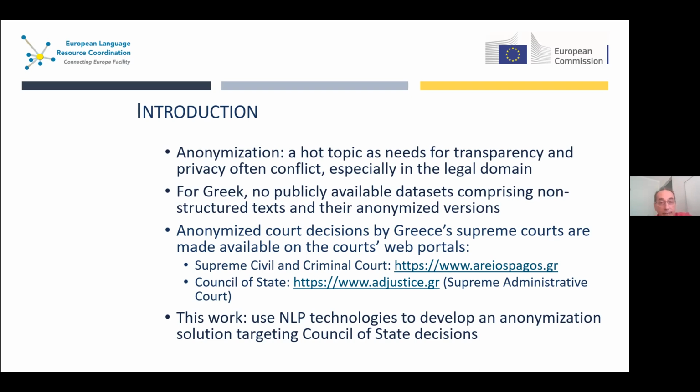And the latter is the Supreme Administrative Court and is the highest authority on all matters of administrative law disputes, including the function of the civil service, compensation claims against the state, and challenges to the legality of administrative acts in general. So what we aimed in this preliminary work was to use NLP technologies, in a low resource scenario, towards developing an anonymization solution targeting Council of State court decisions.